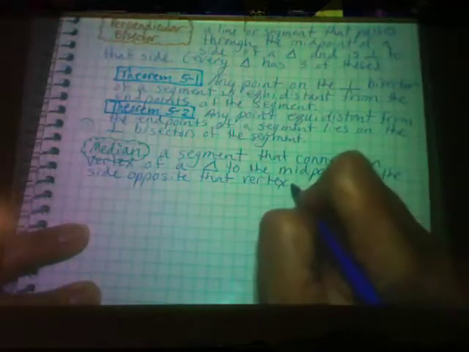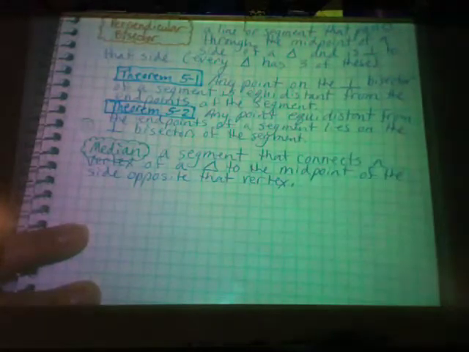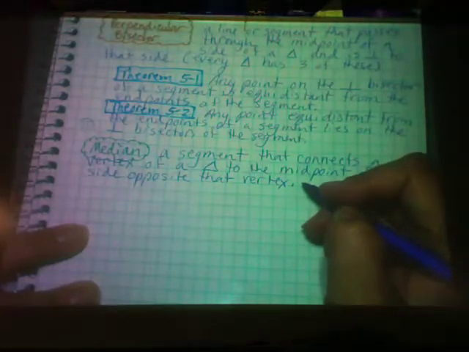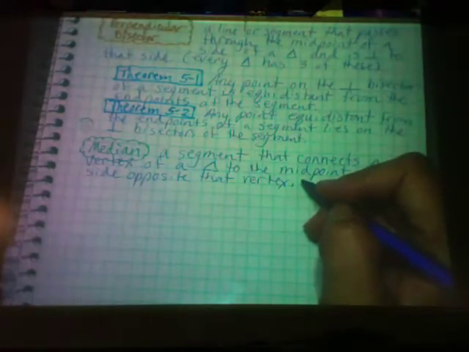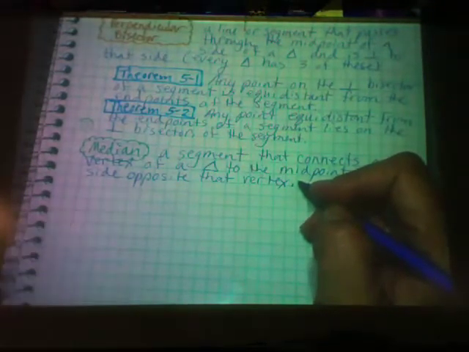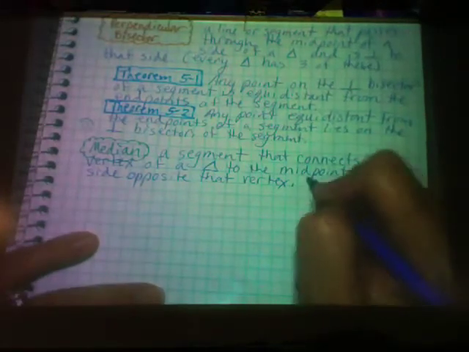How many vertices are in a triangle? 3. So doesn't every triangle have 3 medians? Yes. Where do you think the 3 medians intersect? Nope. All in the same spot. All 3 medians will intersect at the same point inside the triangle. Again, I want you to look at the picture that's in your textbook so you see it.